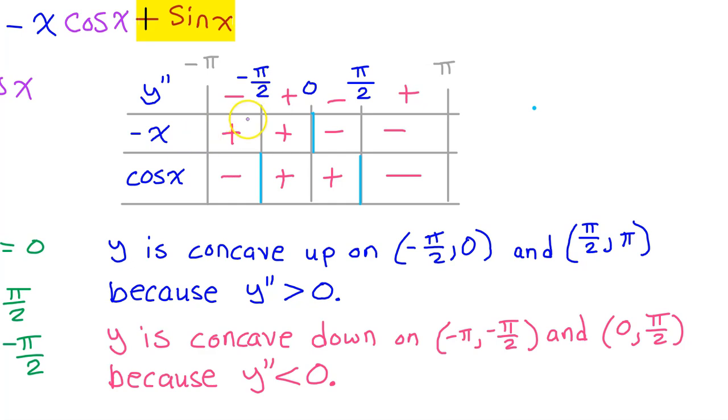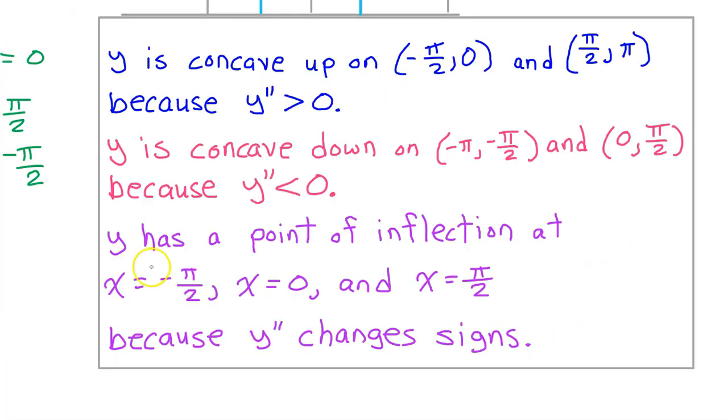The function y will have a point of inflection wherever y double prime changes signs. We notice that y double prime changes signs here, and here, and here, so basically all of the critical values. We say y has a point of inflection at x equals negative pi over 2, x equals 0, and x equals positive pi over 2, because y double prime changes signs.